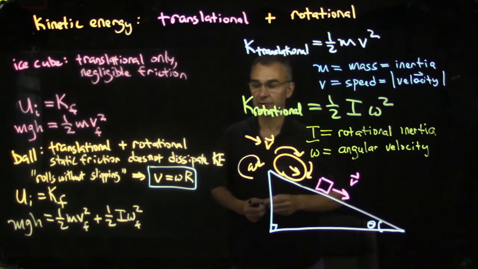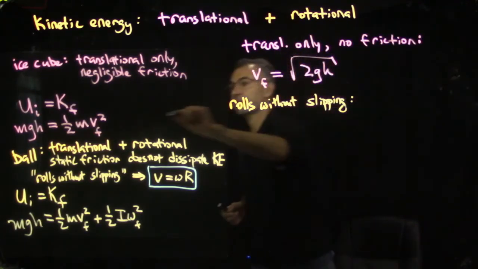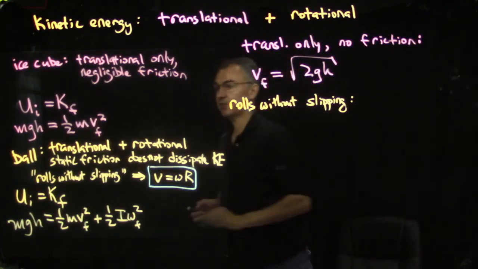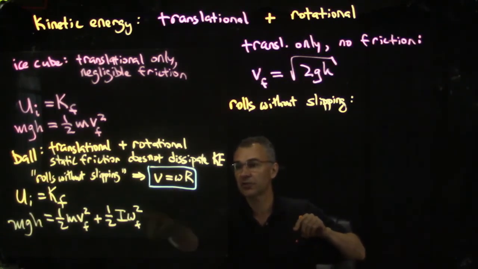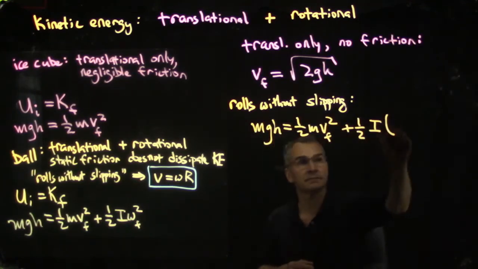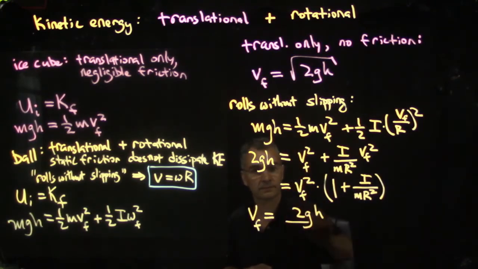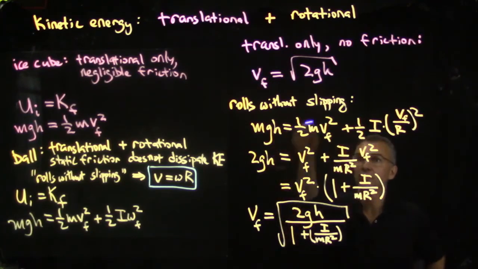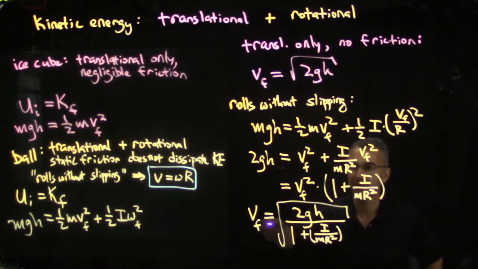So for translational motion only, with no friction or negligible friction, we can just solve this for v final, and we get v final as the square root of 2gh. What happens for the ball, which rolls without slipping? Let's see if we can use this relationship and figure out something similar. So it seems like for the object that rolls without slipping, once we use this relationship that omega equals v over r, then we get very similar math.